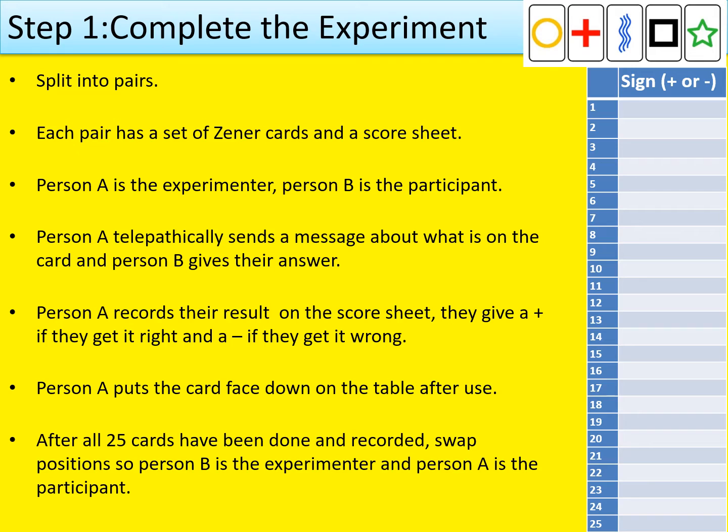So the people individually, so in pairs, people tried to transmit the message to each other. And so they ended up with 25 marks that would either be a plus or a minus. So if the person got the card right, they would put a plus, and if they got it wrong, they would get a minus. So you'd end up with 25 scores in that table on the right hand side, some of them pluses, some of them minuses, whether they got the card correct or not.